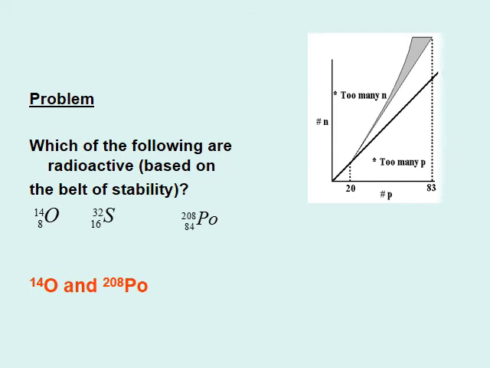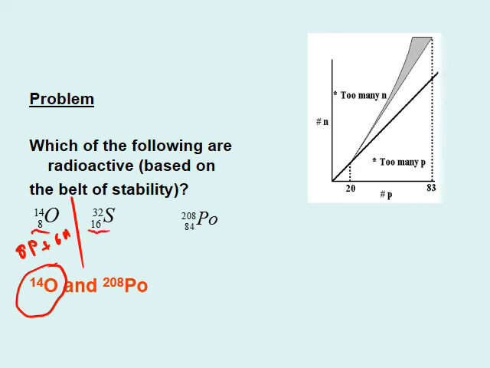Now let's go over this problem. The question is, which of the following are radioactive based on the belt of stability? Oxygen-14: 8 protons, so let's write down here, plus 6 neutrons. 8 protons and 6 neutrons. Now 8 protons is below 20, so the number of protons should be equal to the number of neutrons to be most stable. So obviously oxygen-14 cannot be stable.